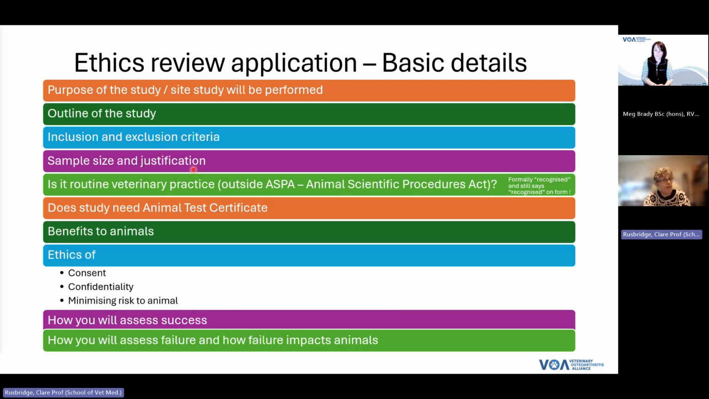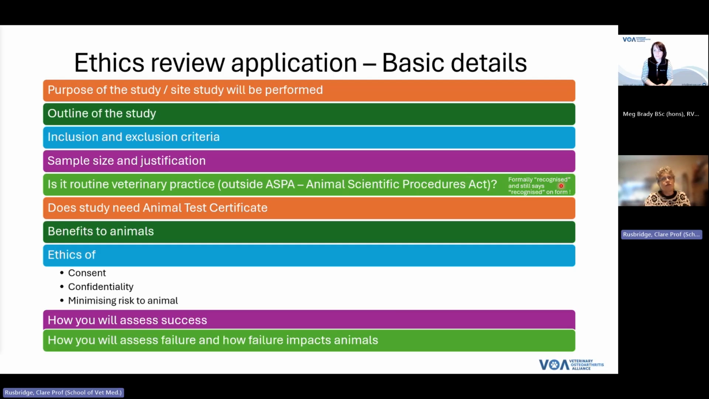Sample size and justification. People often say, oh yeah, I'll do 30 dogs. Well, how do you know that 30 dogs is going to get you the answer that you need? Is it routine veterinary practice? Now, I'm going to think with our demographic, it is likely to be routine veterinary practice, and actually, we're not going to go into anything outside that in this particular webinar, because that's really the subject of another type of webinar.